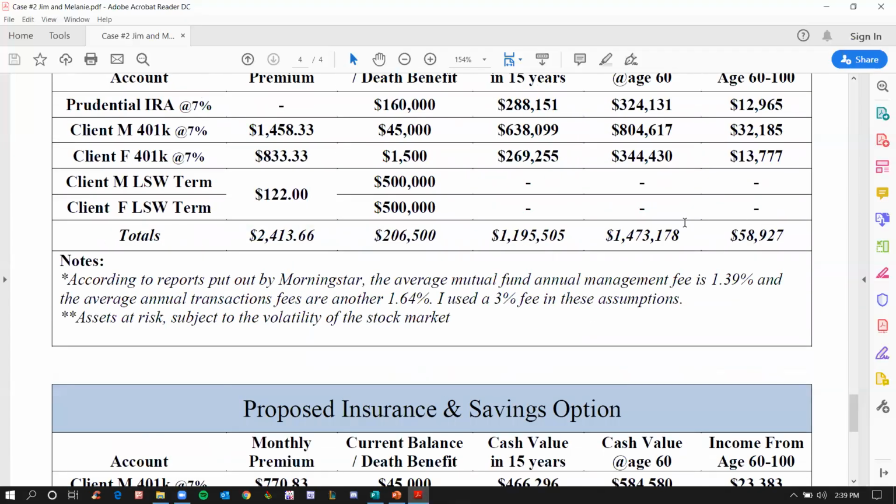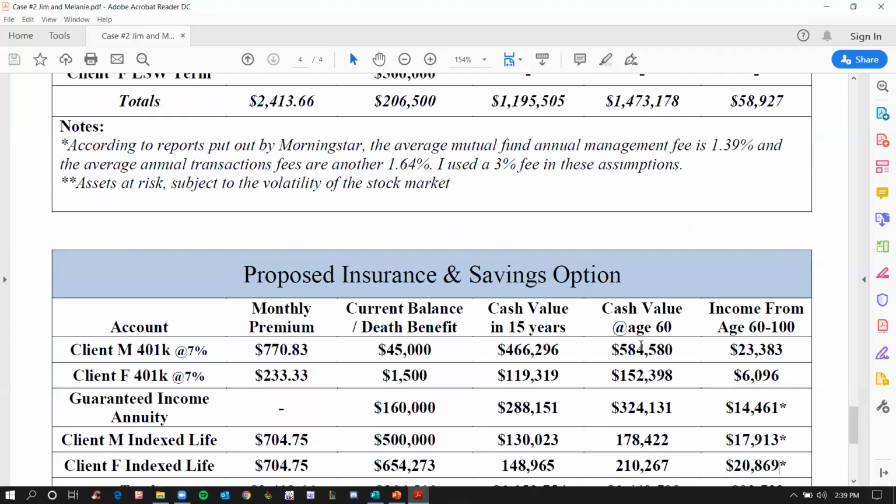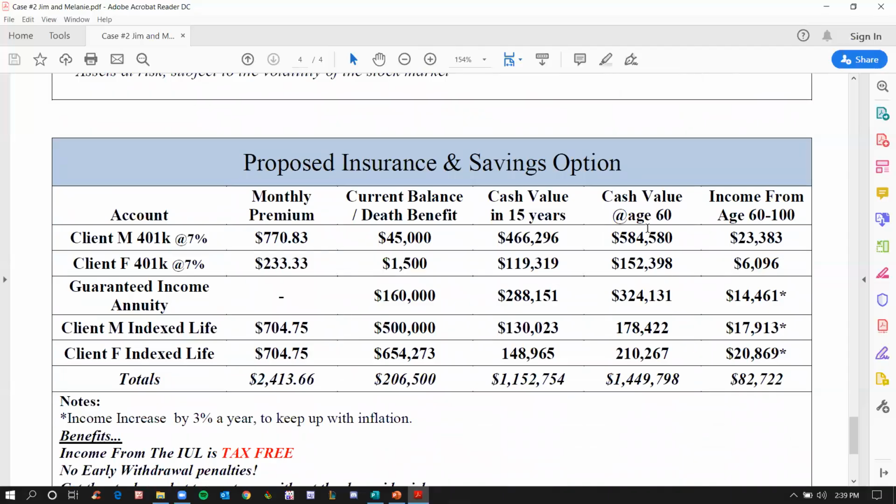Because now, where they had $1.473 million of at-risk money, we have about $1 million still, but we've moved 400 some thousand out of that. Actually, more than that. They only have about 600,000, 700,000. So that's essentially cut it in half. These plans pay out very well for both the client and the agent.